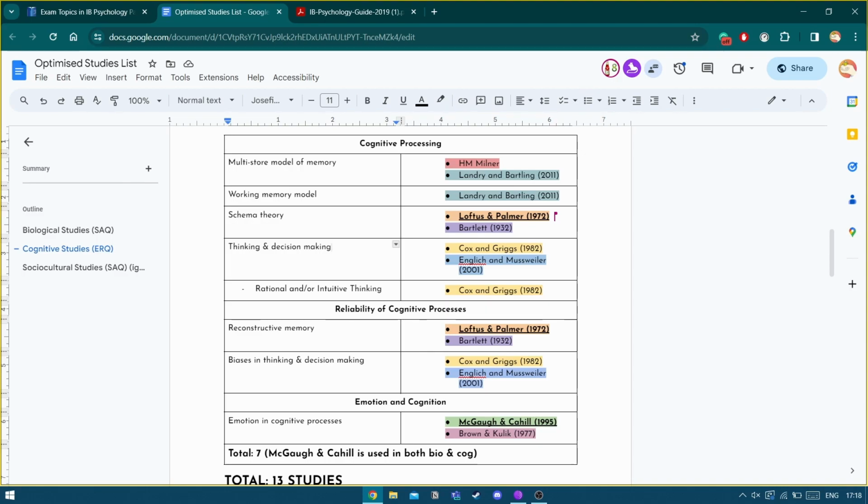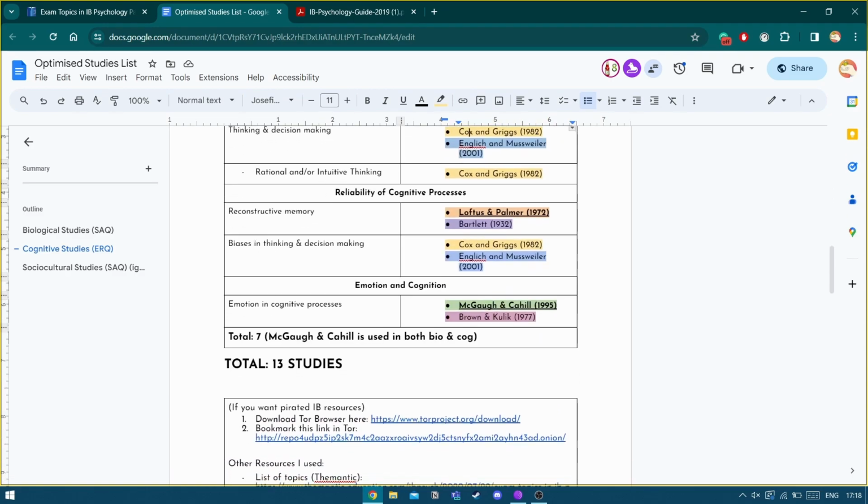Thinking and decision making. Again, you have the dual systems model of thinking, or whatever it's called, System 1, System 2, which is in these two studies, and it also lists a bias in each of these studies, which is why it works here. I forgot which bias. I think it was like matching bias or something. Rational and or intuitive thinking. Yeah, that's just basically the same thing. Don't worry about that. And then for the emotion and cognitive processes, just use any study in place of Brown and Kulik. I just chose this randomly, but you know what? Choose something that varies a bit more, is more different than McGaw and Cahill.